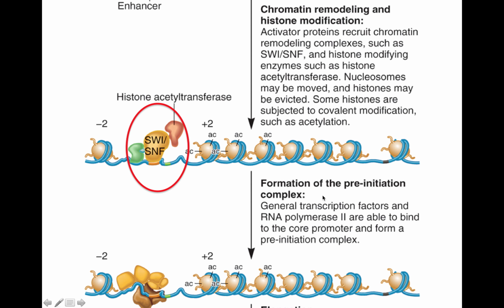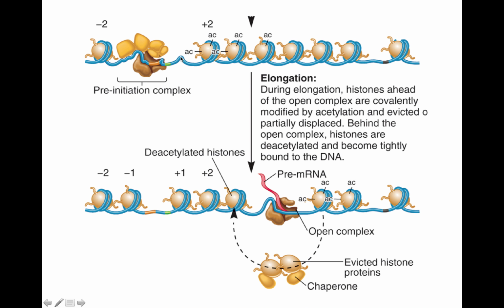The pre-initiation complex will form in this nucleosome-free region, and RNA polymerase will begin to transcribe the gene. How does it do that with all these nucleosomes in the way? Well, the nucleosomes are evicted. The acetylated nucleosomes are removed from the DNA in front of RNA polymerase. Once they are removed, the evicted histones are then deacetylated, and then they reassemble on the DNA behind RNA polymerase.